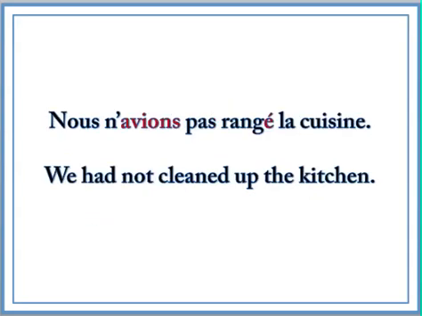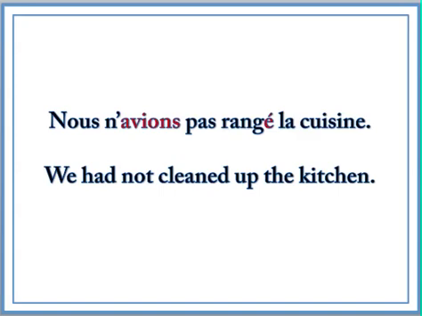Now look, I'm going to show you some examples using verbs with avoir as helping verb, but we're going to throw in some negation and make our sentences a little bit longer. Nous n'avions pas rangé la cuisine. Notice that the ne and the pas go around avions.